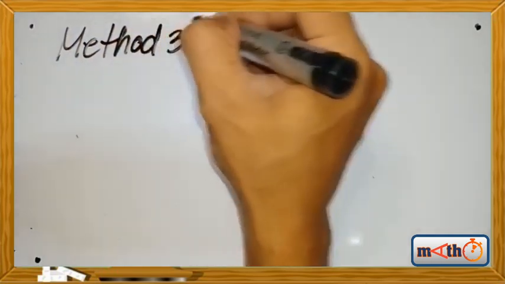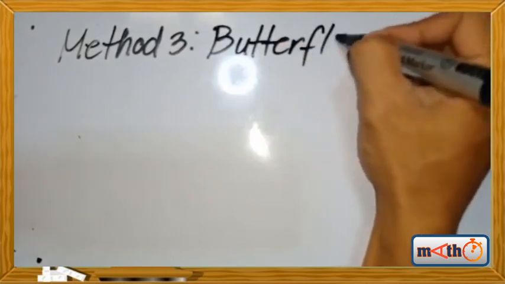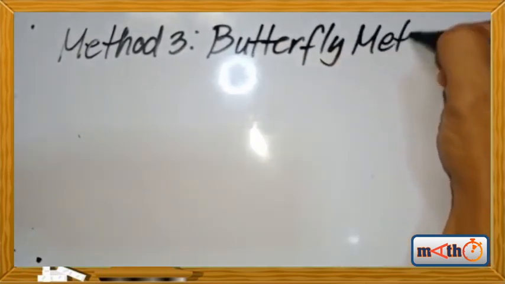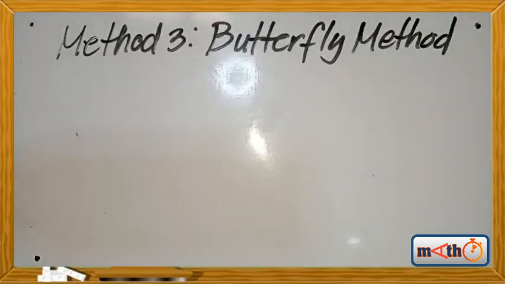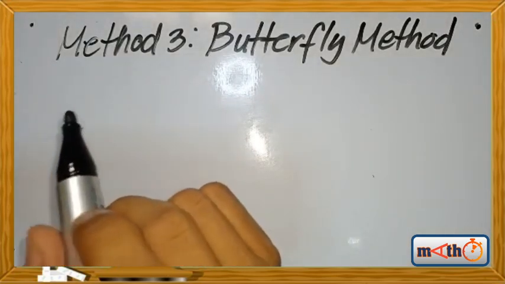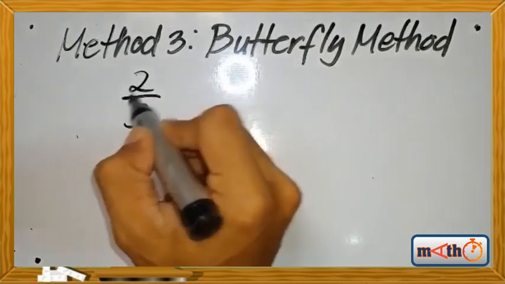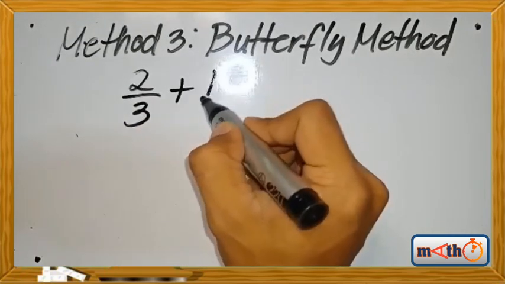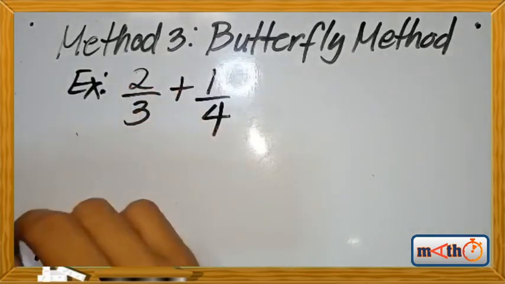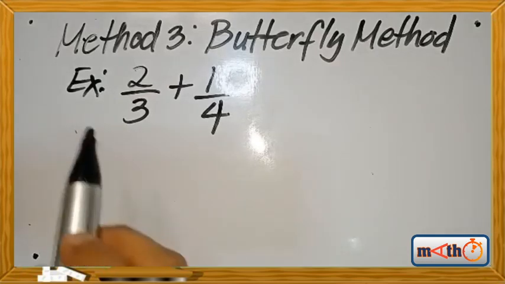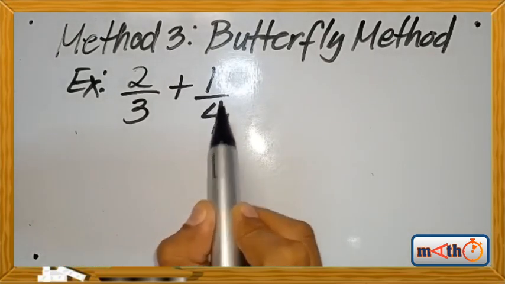And we called it the butterfly method. Okay, so to apply this one, let us have our given example, which is 2/3 plus 1/4. Okay, so this is our example. Now, so how will you apply? Just simply multiply the numerator of 2/3 and the denominator of 1/4.